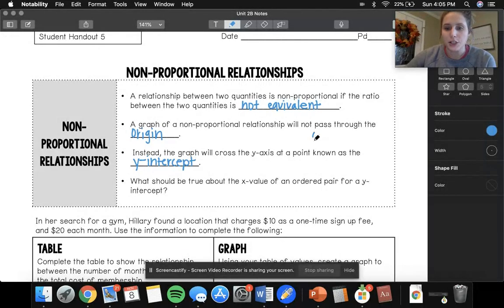Okay, so the origin is (0, 0). So whenever we have something that's passing somewhere else besides the origin, the ordered pair will be (0, whatever that value is). Okay, so I like to write y-intercept. So what is true about the x value? Well, the x value of a y-intercept will always be 0. Okay. Just with non-proportional, it's not starting at the origin. It could be starting at a positive number or a negative number.